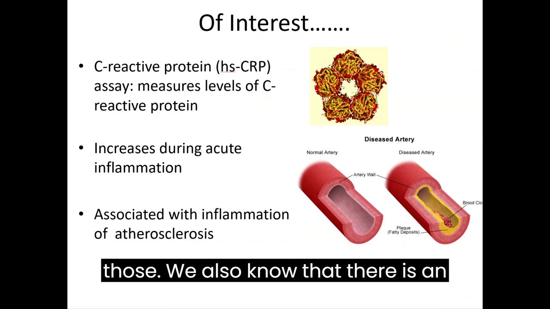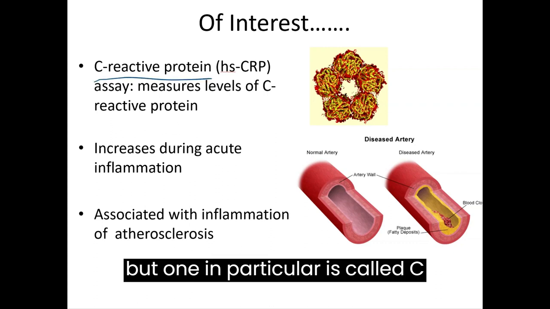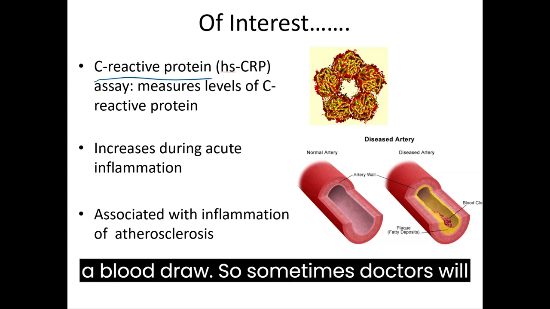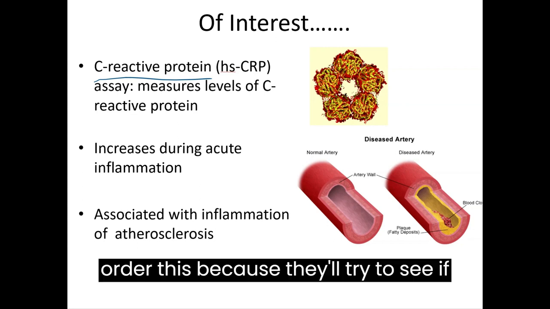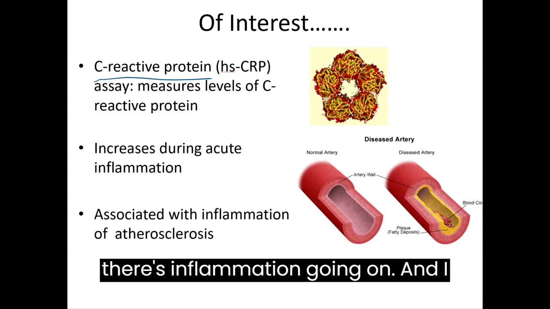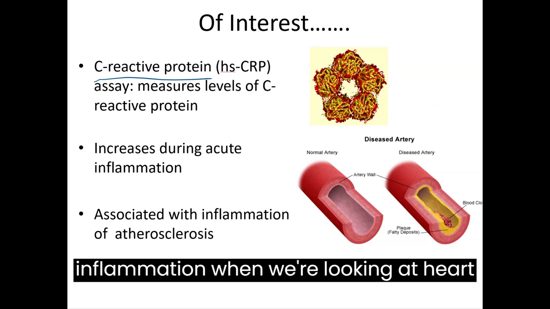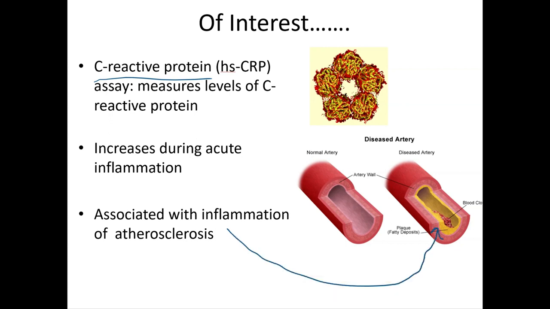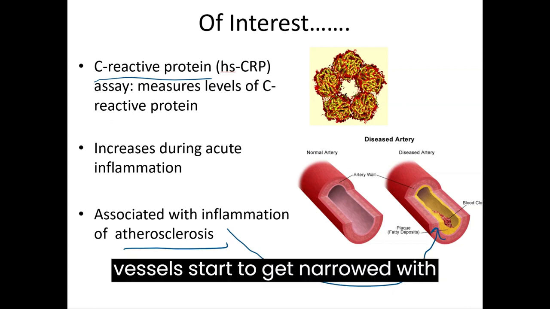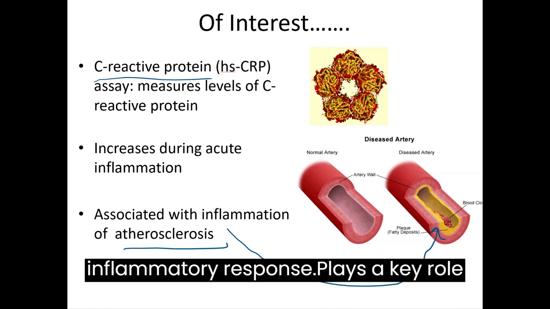We also know that there's an inflammatory protein. Again, there's many proteins. I didn't touch on them all, but one in particular is called C-reactive protein, and this one goes up during inflammation, and it can be measured from a blood draw. So sometimes doctors will order this because they'll try to see if it's very, very elevated. It shows that there's inflammation going on. And I touched on the omega-3s helping with inflammation when we're looking at heart disease, because one of the first steps in, you've probably heard of atherosclerosis, is when your blood vessels start to get narrowed with plaque and fat, is we know that the inflammatory response plays a key role in this.